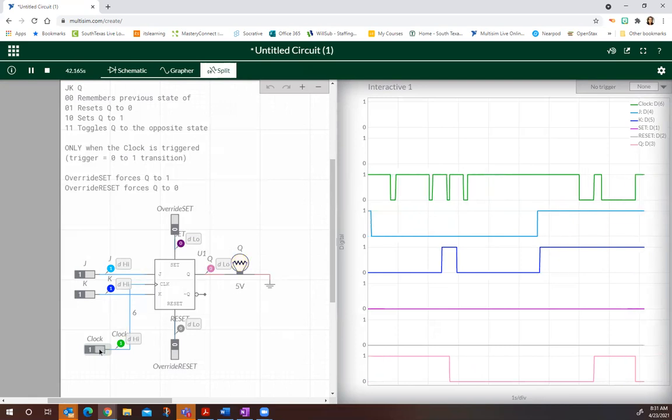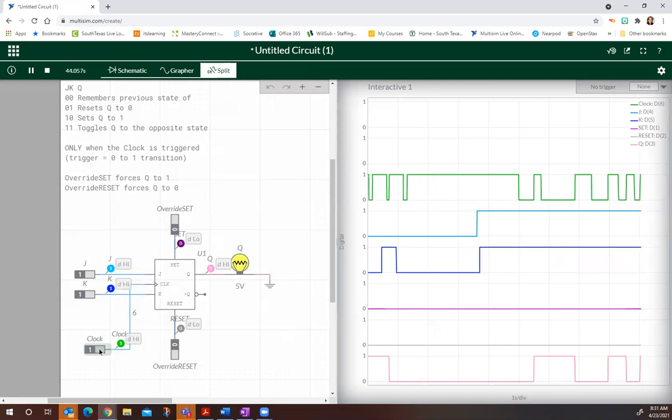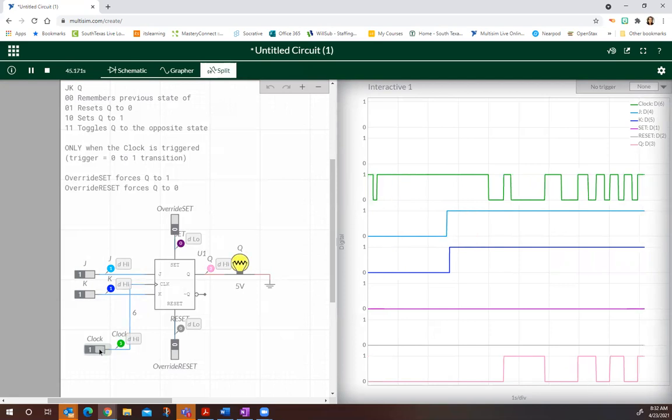So at this time, if I just keep pressing the clock or triggering the clock, it's going to be flip-flopping. It's going to be toggling. So let go of the trigger, press the trigger, toggles. Let go of the trigger, press the trigger, it toggles. Let go, press the trigger, toggles. Let go, press the trigger, toggles. So this is very in slow motion.